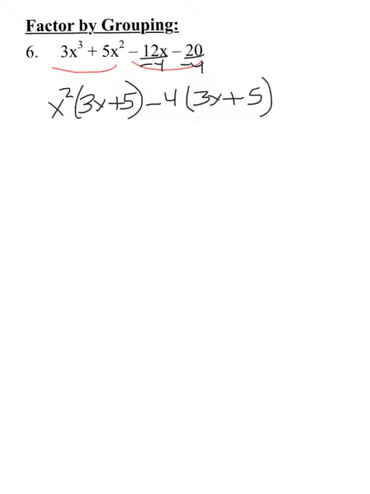And now what you'll notice is they both share that 3x plus 5, which we did back in 9th grade, and we have a common binomial right here. So that is one of your factors. So I put 3x plus 5 as one of my factors. And then the stuff that's left that I didn't use here, the x squared minus 4, is the other factor. You put it all back together.